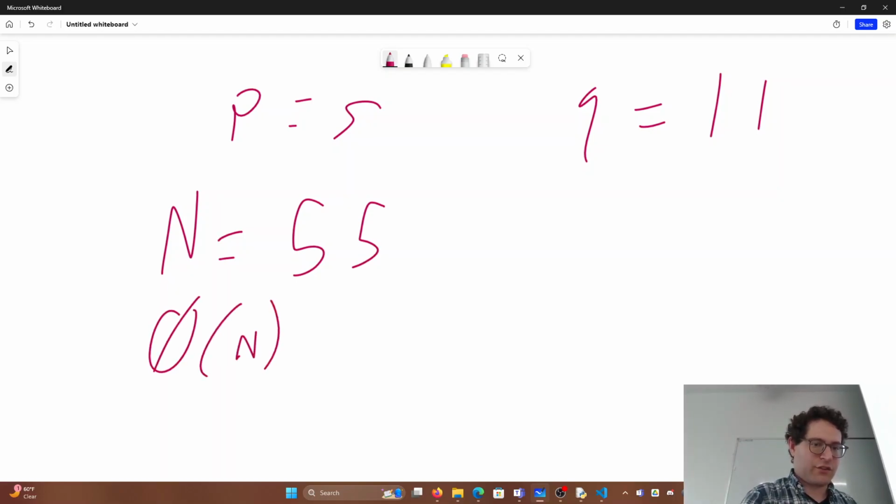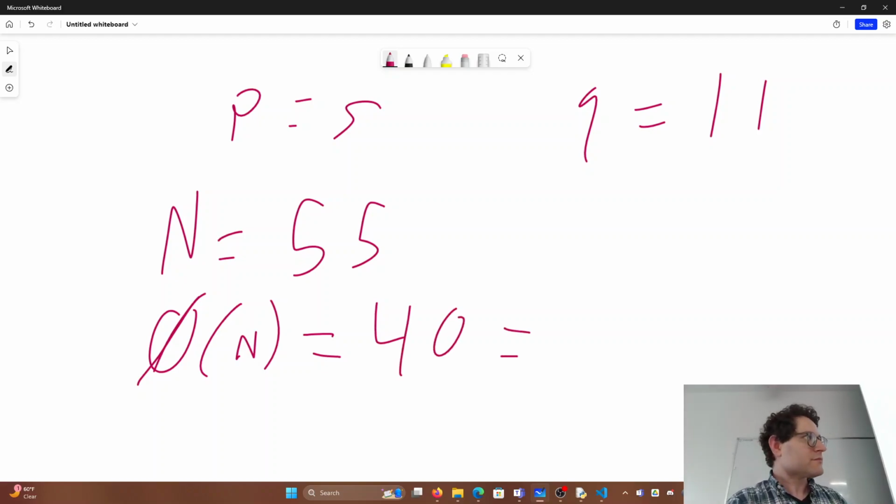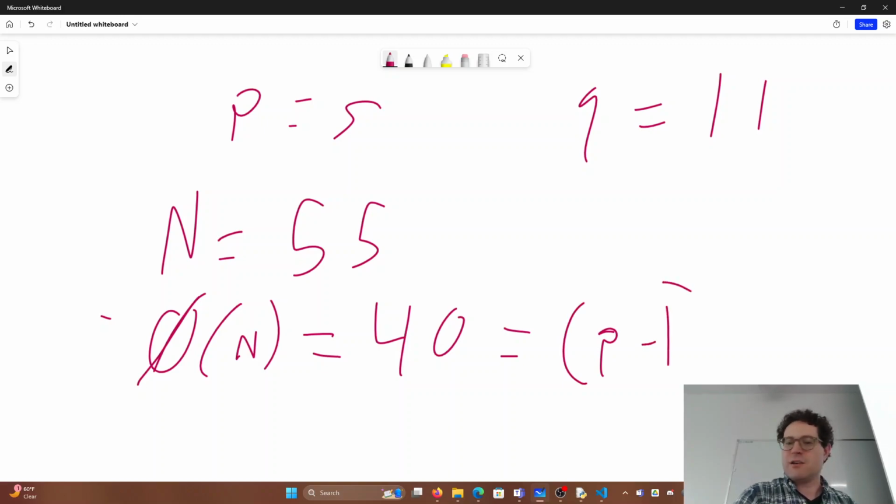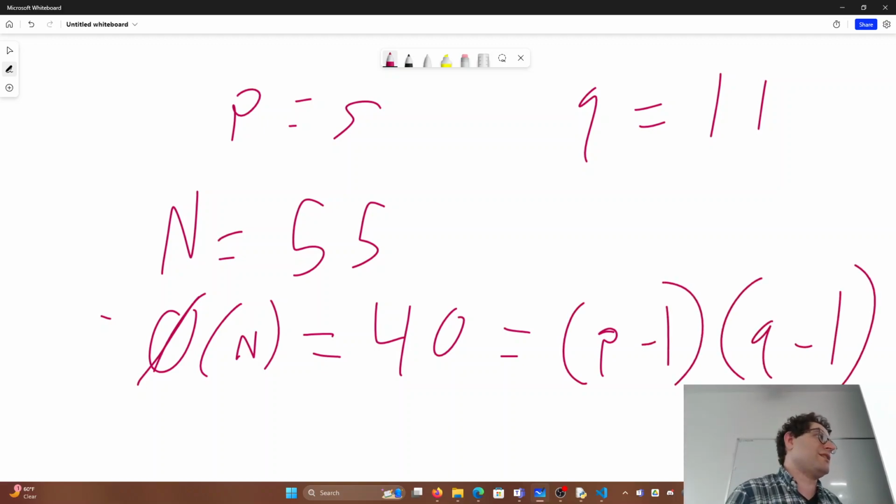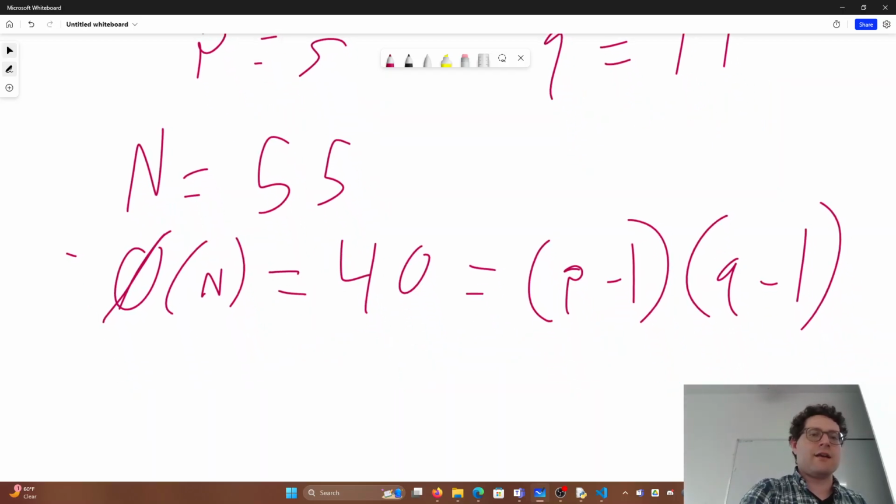Totient of N, whose symbol is phi, is equal to 40, as you were saying. That means that this is the number of items that are co-prime with 55. Normally I'd have to go through and count them, but because I know P and Q, I can do some fancy math. Your book doesn't even mention the totient, but it's useful to know that the totient exists, that's what it's going to be called and why you're going to see it if you look at online resources.